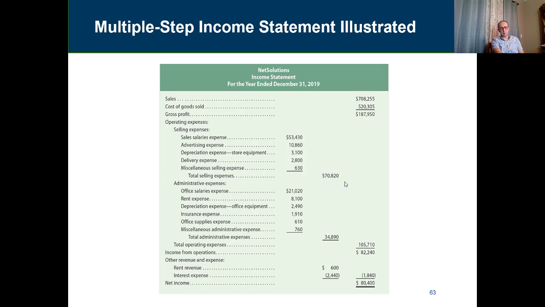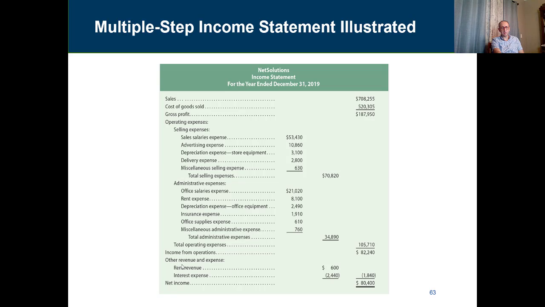So now we have the selling expenses, 70,820, the administrative expense of 34,890. We add them together, which is the 105,710, and we call that total operating expenses. And you can see here that we move to the other column. We deduct the 105,710 from our gross profit to get income from operations, which is 82,240.